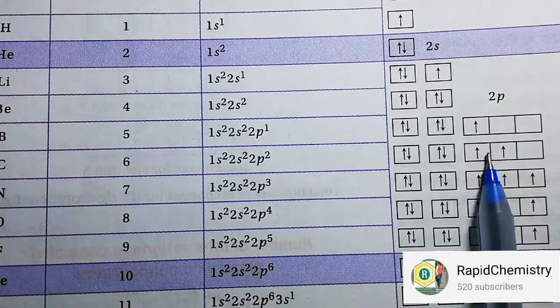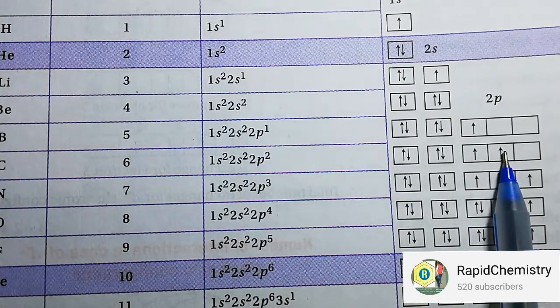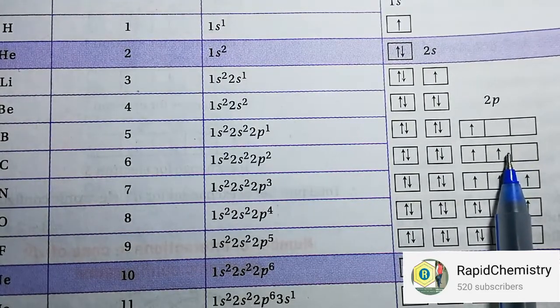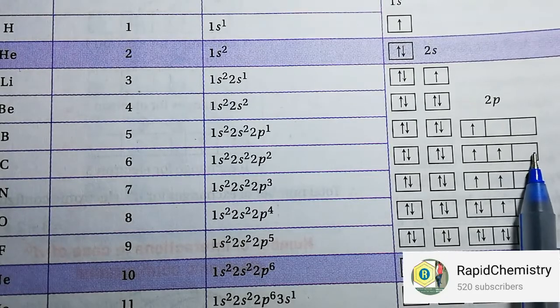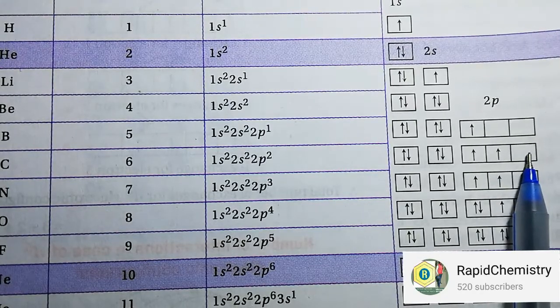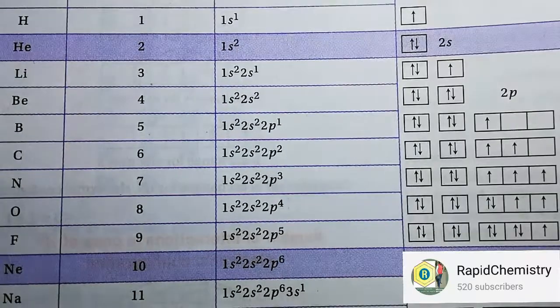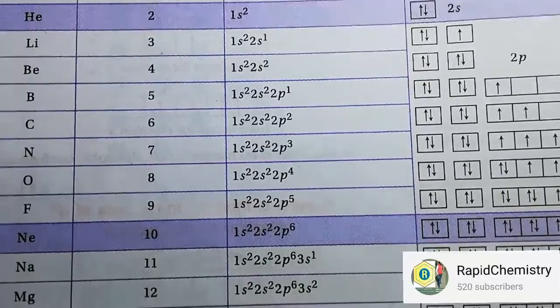Hund's rule states that electrons will occupy orbitals singly as far as possible, that means they are not in the form of pairs. At first there will be at least 1 electron in each orbital. Similarly, you all try to go through all these.